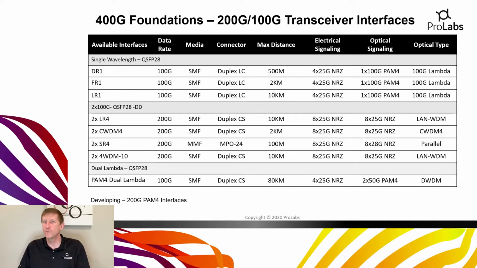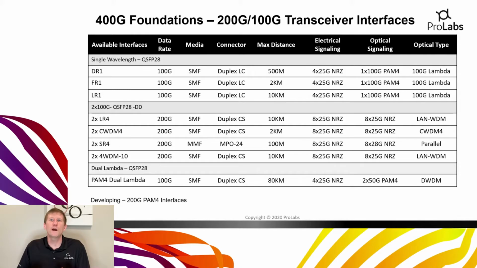So we talked about PAM4 and networking. Here's where that becomes far reaching into the 100 gig and 200 gig world. So the DR1, FR1 and LR1, these are single wavelength optical technologies, 1x100 PAM4 optically. But on the electrical side, they are all 4x25 NRZ QSFP28 transceivers, meaning that these transceivers can be installed in legacy QSFP28 100 gig switches deployed in the network today, meaning that these transceivers help integrate those legacy switches into your new 400 gig network.